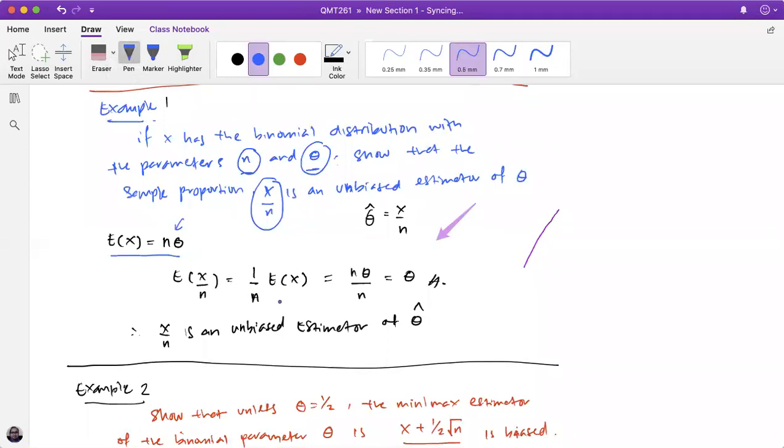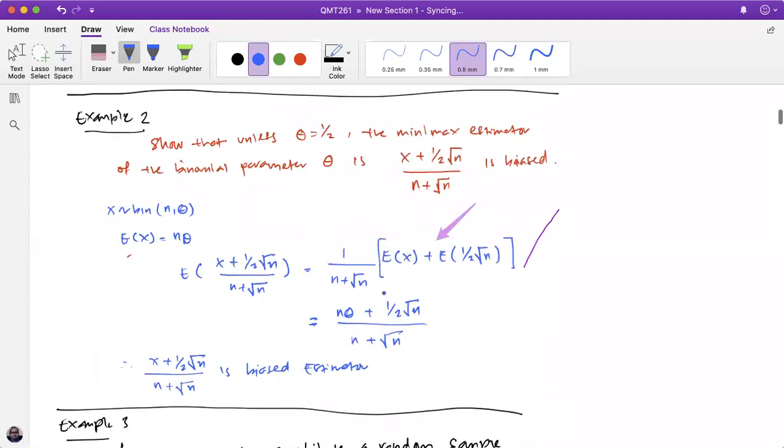So we take the expected value of X divided by n, and we get 1 over n outside. Then the expected value of X is equal to n theta divided by n, which equals theta. So when the expected value of X divided by n is equal to theta, then X divided by n is an unbiased estimator of theta. Right. Now, look at example number 2.